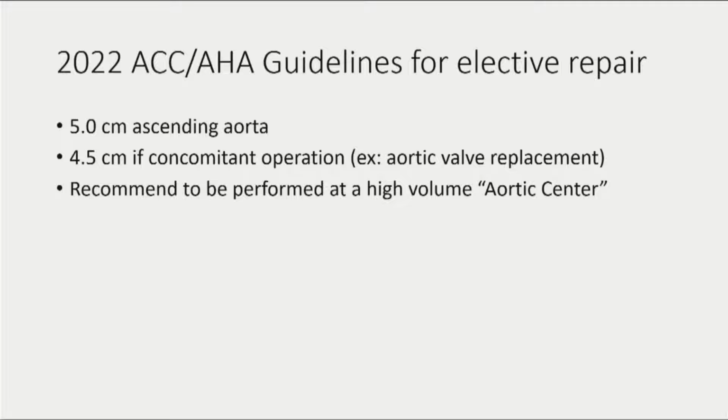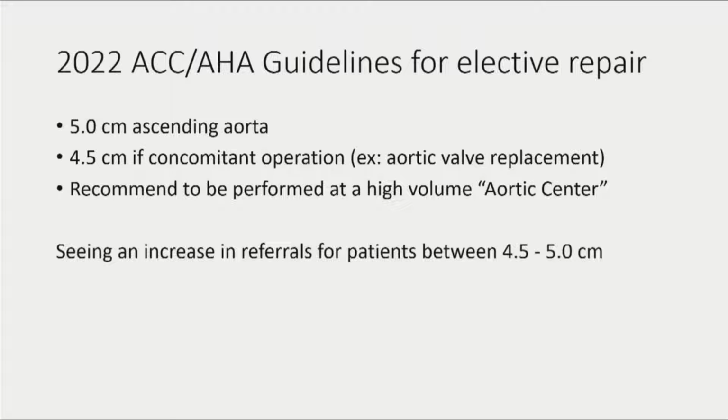Part of these guidelines is that your surgery should be performed at a center where they do a lot of these types of cases, because we can see that patients survive more when the hospital is used to seeing these types of cases and treating these types of problems. And because people are going to the emergency room and getting CT scans for all other kinds of reasons, we're finding a lot of cases where people had no idea they had aneurysms, and now they're being referred at sizes 4.5, 4.8, 4.9. They're starting to get referred to see a surgeon to begin that conversation.